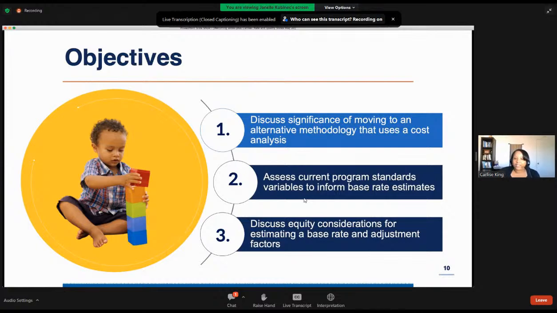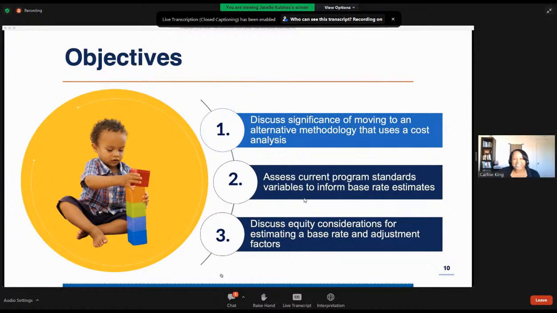Second, I wanted to have us think about the current variables that are included in different program standards, what variables may be missing related to equity and quality, and what variables are important to have as part of cost estimates for a base rate that supports programs to provide ongoing quality. Last is to think about what factors might go into the base rate or adjustment factors to incentivize different types of care and needs that communities may have.